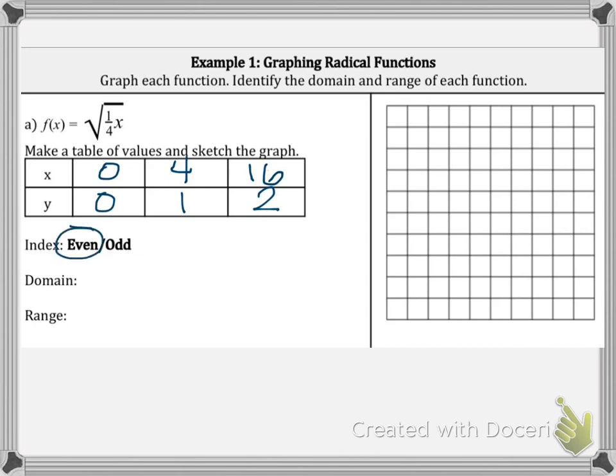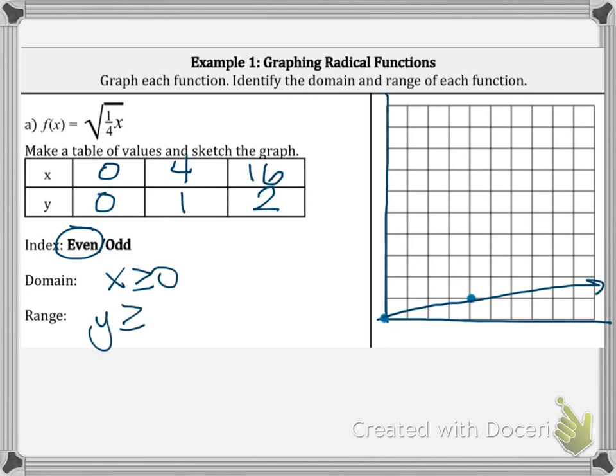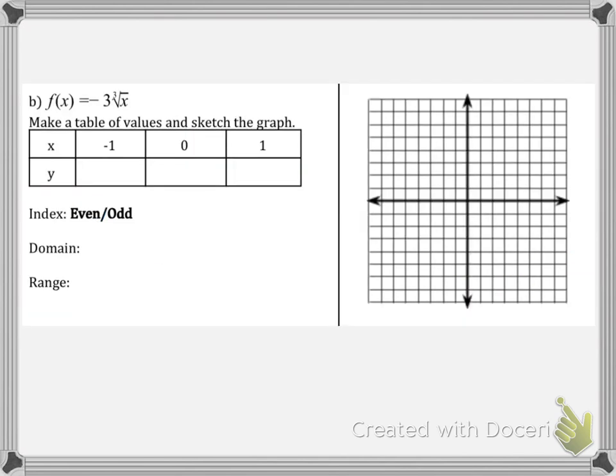The index is even. So, to graph this, I'm going to make this my y-axis, this is my x-axis. And so I have 0, 0. Then I have a point at 4, 1. And that's all that I can fit in my graph, which is fine. So you know that the graph does this. The domain is when x is greater than or equal to 0, and the range is the same: y is greater than or equal to 0.